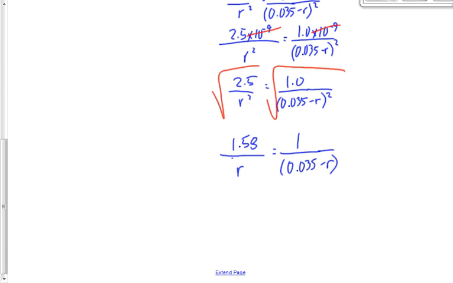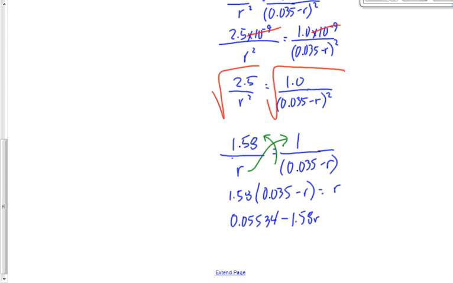Let's cross multiply. So let's take the r up, and let's take this up as well. So it becomes 1.58 times 0.035 minus r equals r. Now let's distribute the 1.58. Let's multiply it by every term inside the brackets. What's 1.58 times 0.035? 0.05534 minus 1.58 r, right? Because 1.58 times r is 1.58 r.